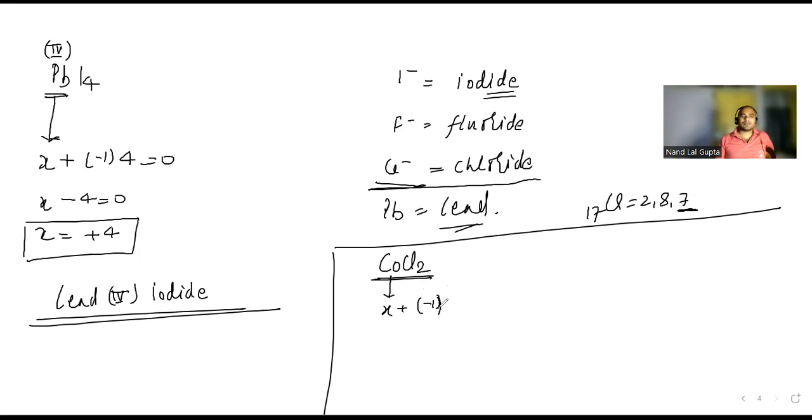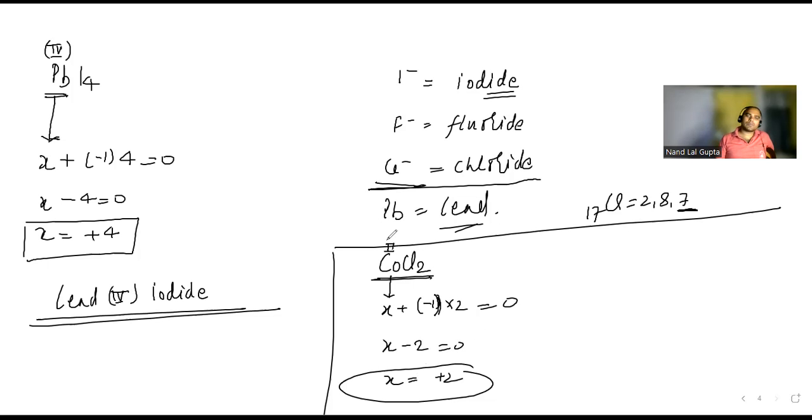One electron less. So 2 Cl is there, so multiply by 2 equal to 0. So X minus 2 equal to 0. So X is equal to plus 2. X is equal to plus 2. Means here the charge coming is +2.